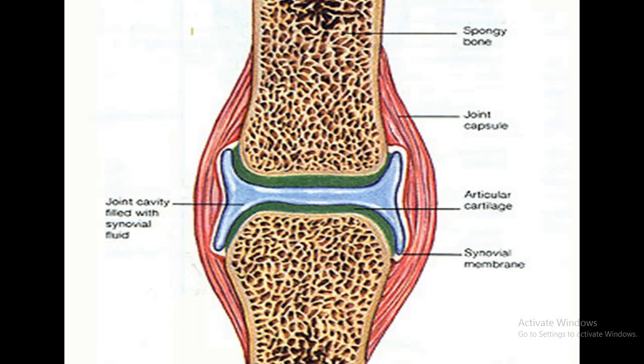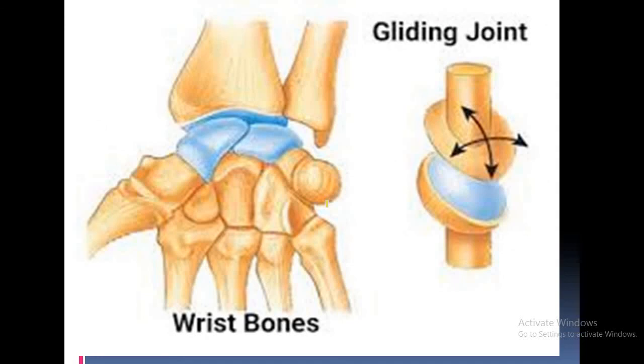So here is the diagram. This is the spongy bone, another spongy bone. The green one is the articular cartilage, and above this the dark blue one is the synovial membrane, and this synovial membrane is secreting a fluid that is known as synovial fluid. So this synovial fluid acts as a lubricant and will reduce the friction while the bones are moving at the joints. Now we have to see the examples of these freely movable or the synovial joints.